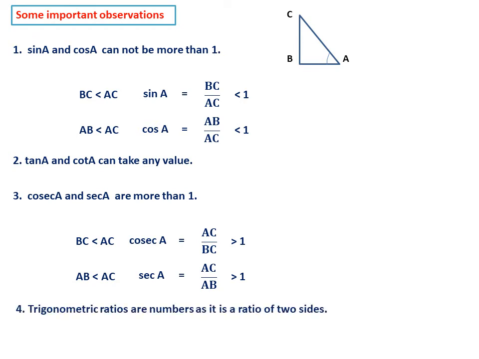And next one, trigonometric ratios are numbers, as each is a ratio of two sides. So, for example, sin A. Sometimes students get confused. Sine of an angle is not another angle. It is only a number, because it is the ratio of two sides. So, it is simply a number. So, this you have to understand. These are some important aspects of trigonometric ratios. Let us proceed.